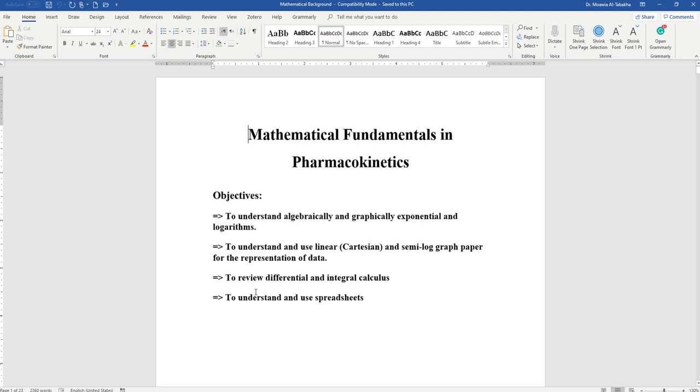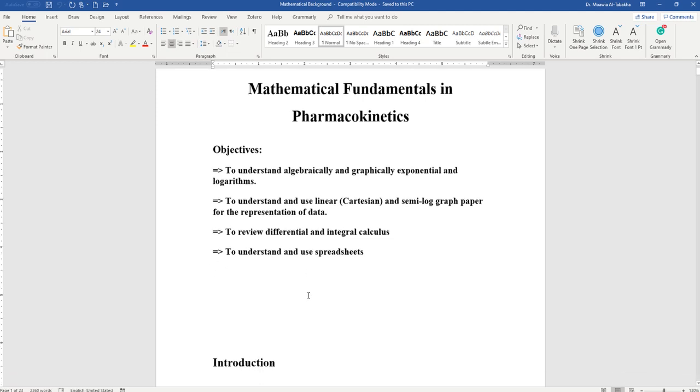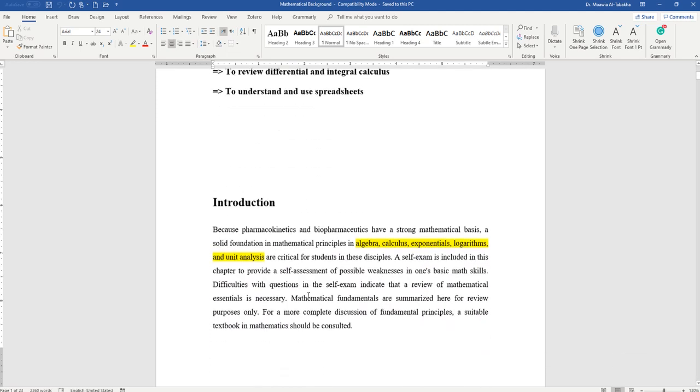We will also try to understand what we mean, or what are the benefits of differential and integrated equations, that is in calculus. You will also learn about the use of spreadsheets. Here I'm talking about using computer software, that is Excel. So bear with me and listen carefully.